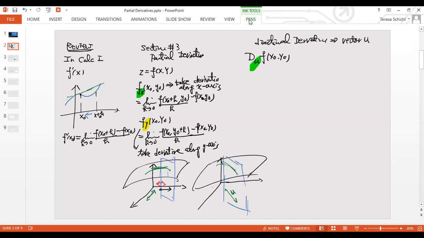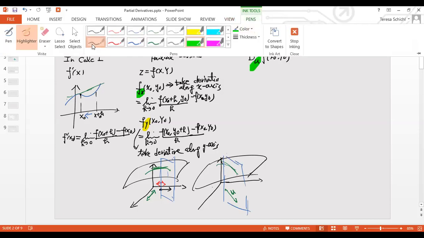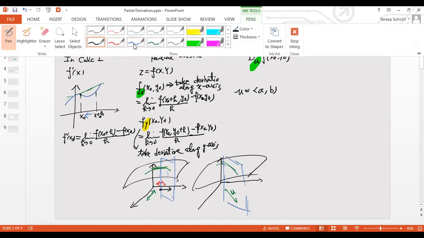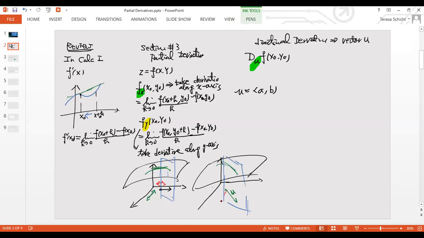That means right now I'm taking the derivative along the path, going in the direction of my vector u here. So if I say u is a vector, I can say it's a and b here, right? So that means if you break this out, this is a and this is b. So for the directional derivative, it's the same thing.